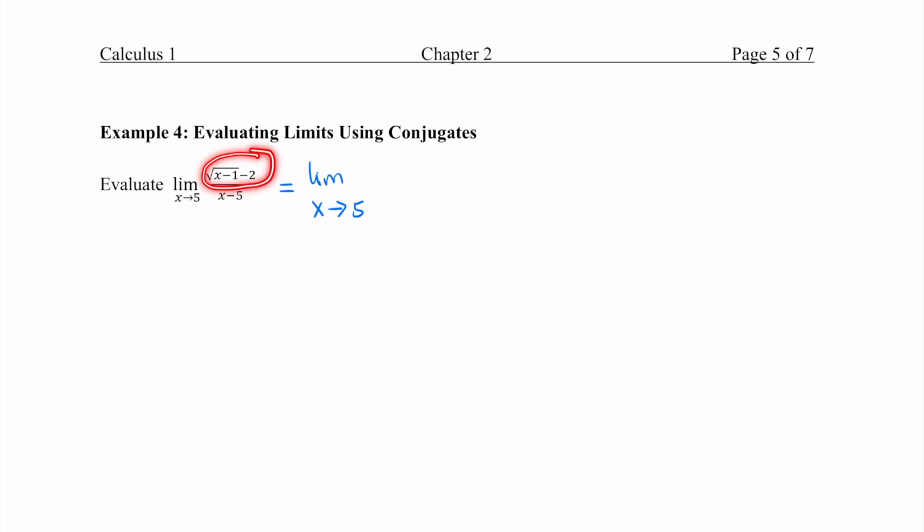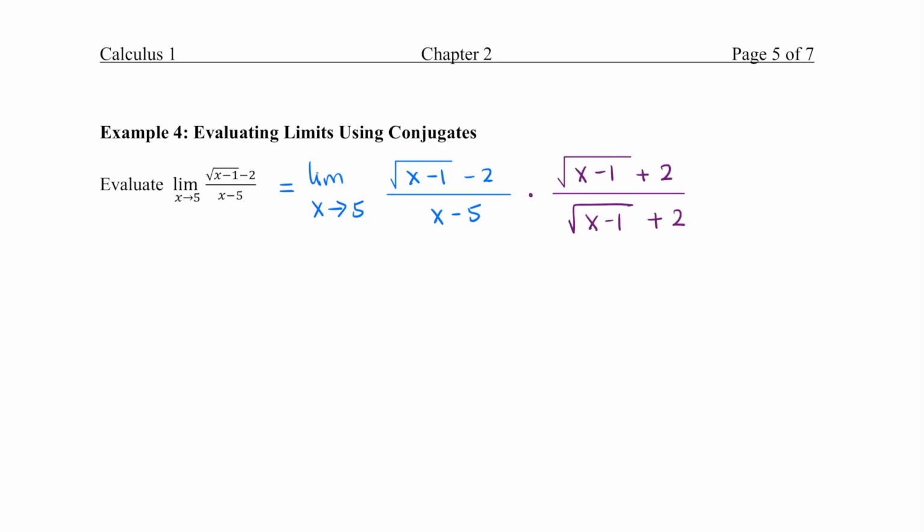Since we have a square root and a subtraction in the numerator, this is a perfect situation to use a conjugate. The conjugate of square root of x minus 1 minus 2 is square root of x minus 1 plus 2. We multiply the entire fraction by the conjugate. Since we multiply the numerator and the denominator by the same expression, it doesn't change the value. We just multiply them by 1.